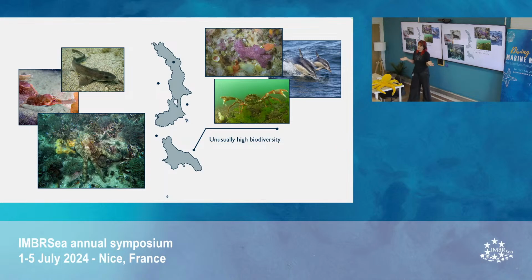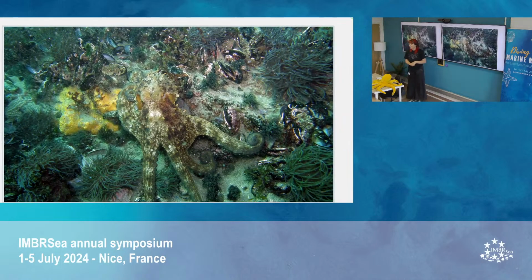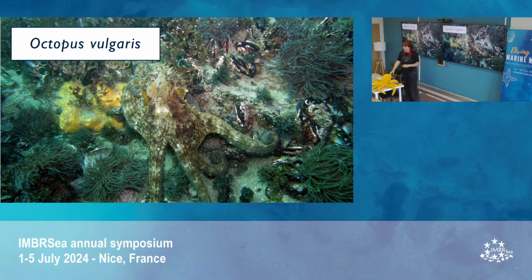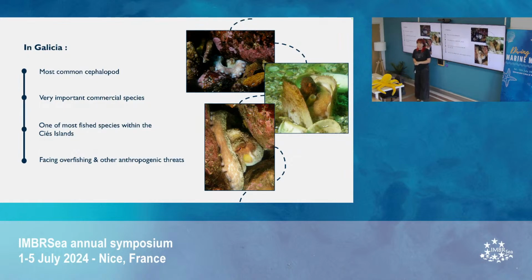But today we're going to talk about my favorite one here, Octopus vulgaris. I don't know if you spotted him. So Octopus vulgaris in Galicia is the most common cephalopod. And because of this, it's a very important commercial species. In fact, it's one of the most fished species in the CS Islands, mostly using creels. And it's facing a lot of overfishing and other anthropogenic threats such as pollution. And recently there's been a noted population decline, not just in the CS Islands, but in the Galician region overall.